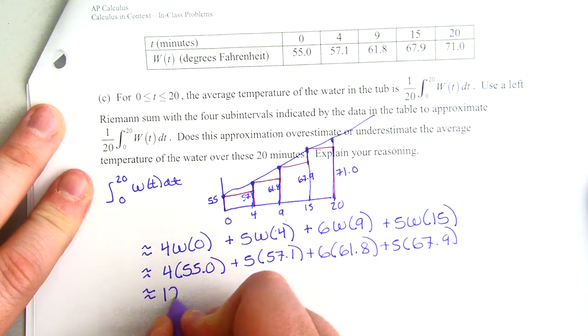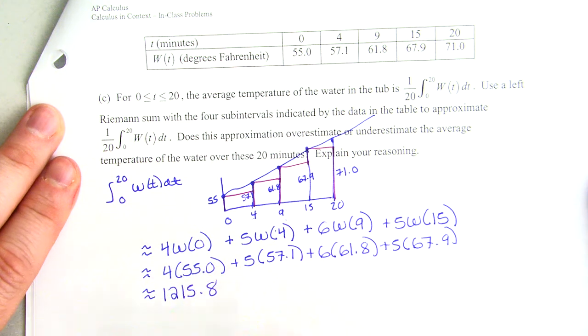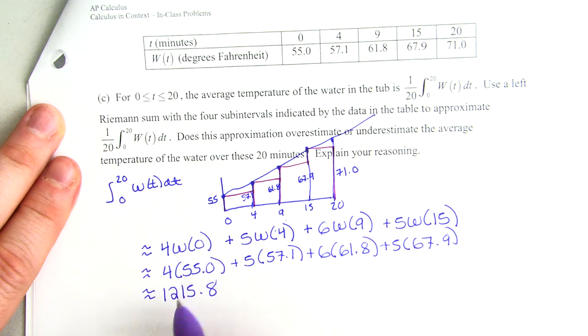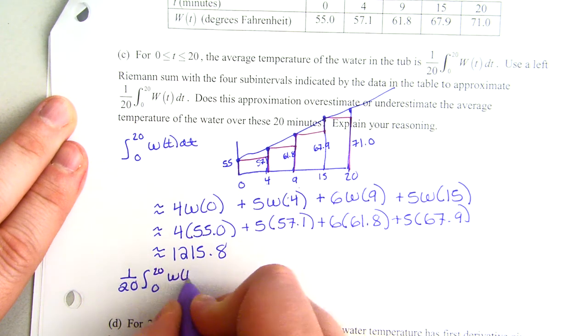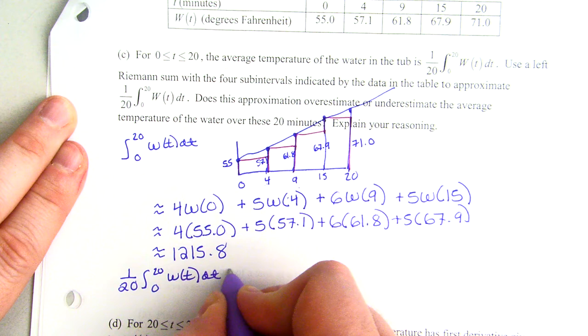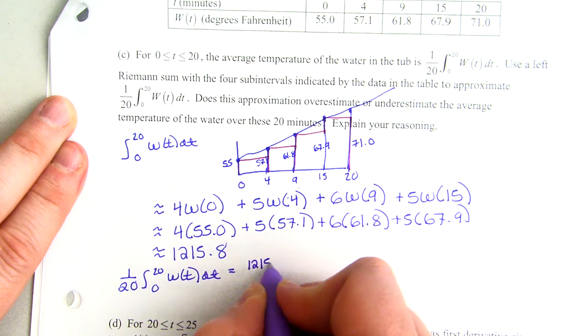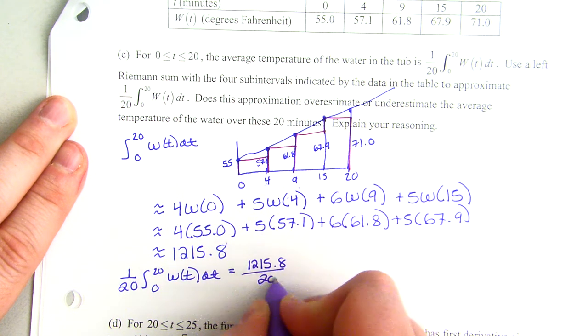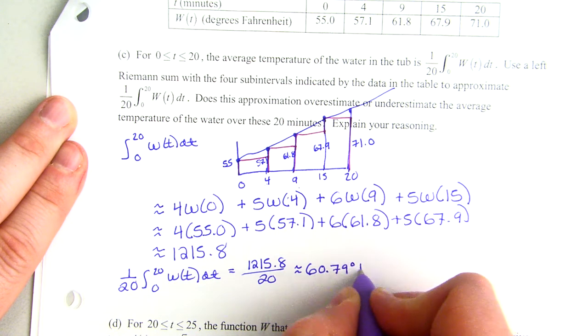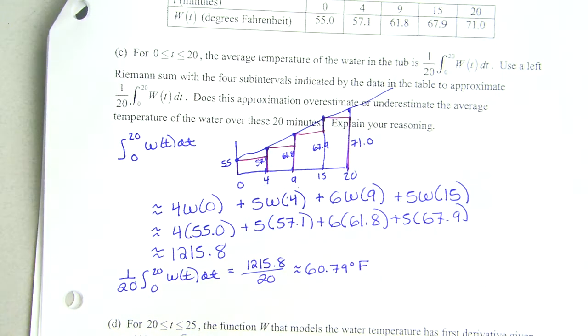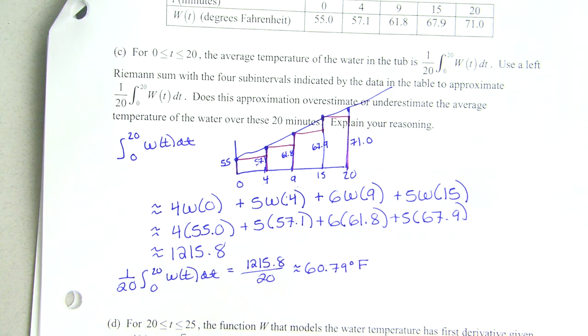I'm getting about 1,215.8. That sort of has no meaning. This is like degrees Fahrenheit times minutes. That doesn't mean much. But I didn't care about that. I really wanted to find 1 over 20 times the integral from 0 to 20 of w of t dt. So that's going to be about 1,215.8 divided by 20. That is about 60.79 degrees Fahrenheit. That's my average temperature.